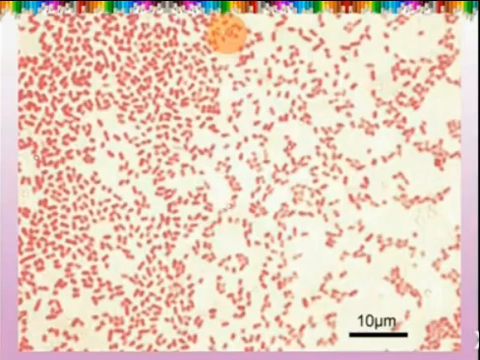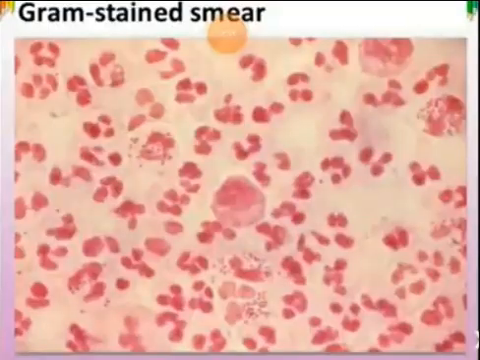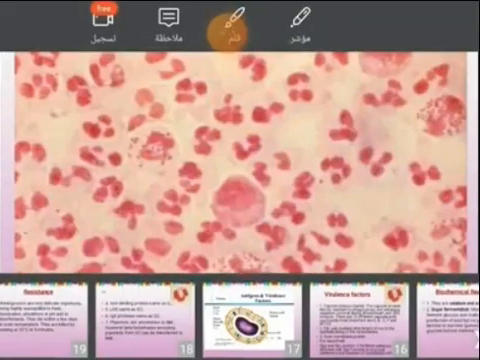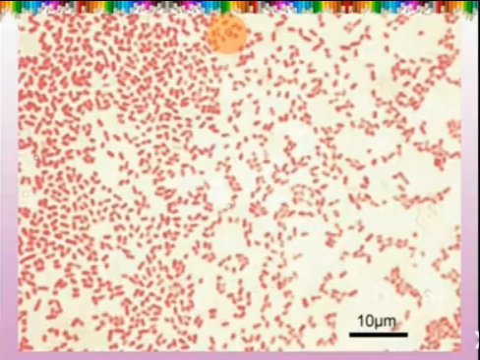This slide is prepared from culture. The previous slide was a direct smear. When we see these cells, this means that this is a direct smear, while this slide is prepared from culture. We see only the gram-negative diplococci, and there are no cells because the slide is prepared from culture. We will see the gram-negative diplococci with a kidney-shaped or coffee bean appearance.